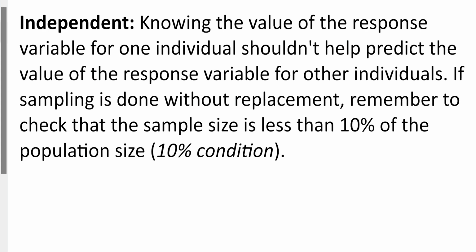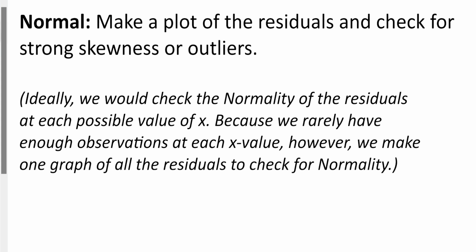Knowing the value of the response variable for one individual shouldn't help predict the value of the other one. There shouldn't be a connection there. So if you're sampling without replacement, we can check the 10% condition. Something similar there. Third one, it's kind of what we just checked with the residual distribution.